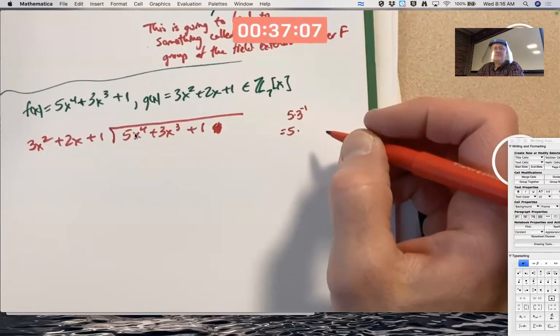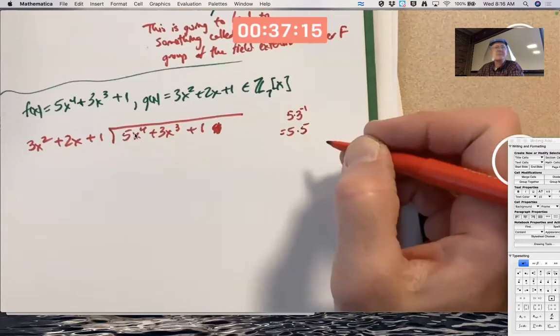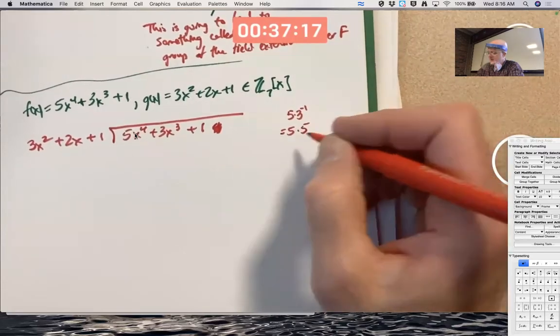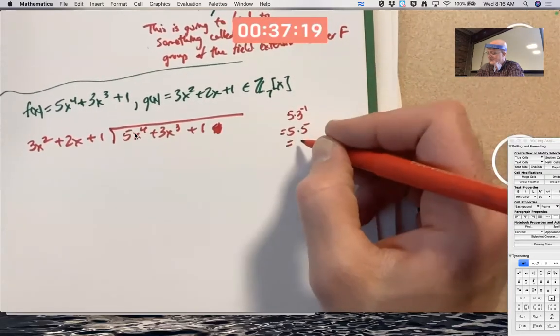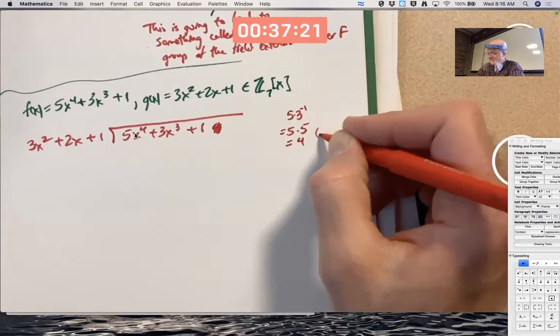5. 3 times 5 is 15. Mod 7 is 1. The inverse of 3 is 5. 5 times 5 is 25. Mod 7 is 4. This is all mod 7.